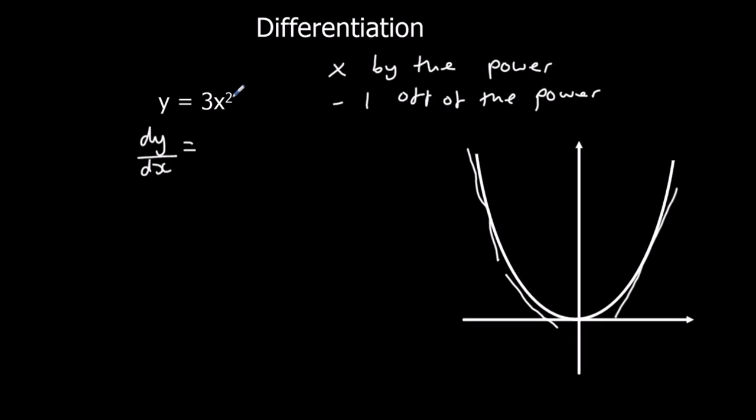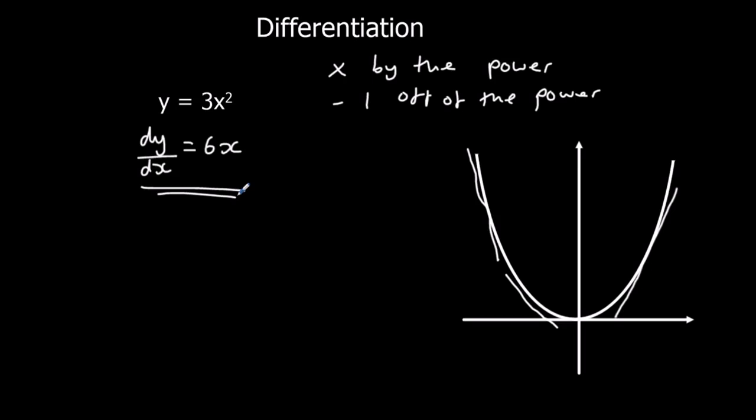So we're going to times by 2, so that will give us 3 times 2, which is 6, and then we're going to take 1 off, so it'll be x to the power of 1. Now we don't need to write the power of 1 on an x. If we just write x, that means x to the power of 1. So the gradient function of this curve is 6x.